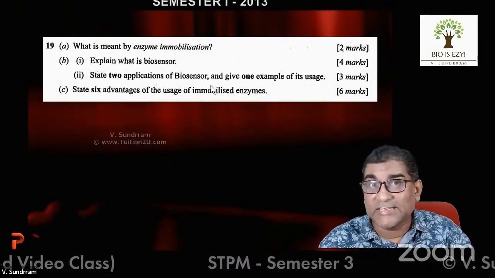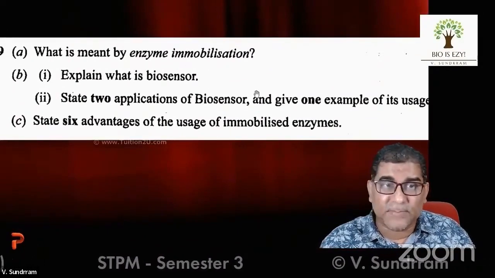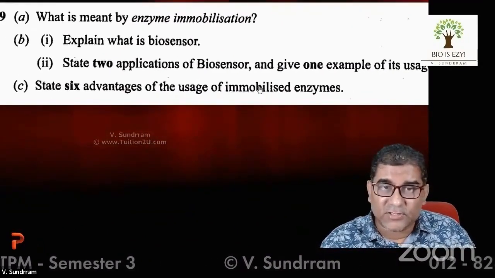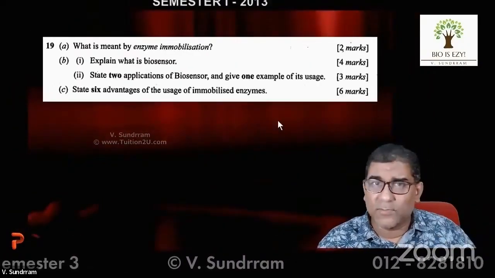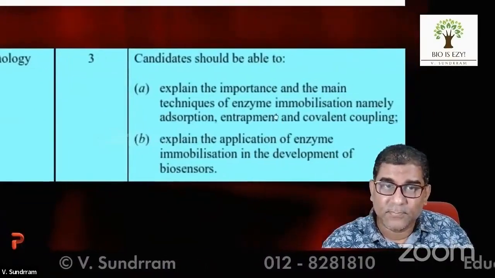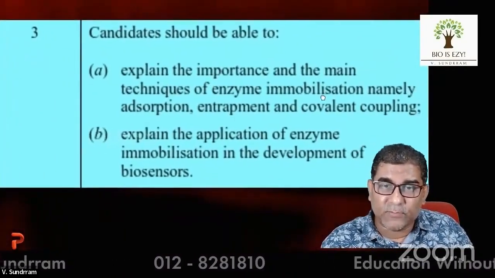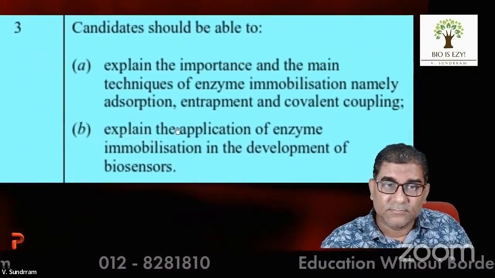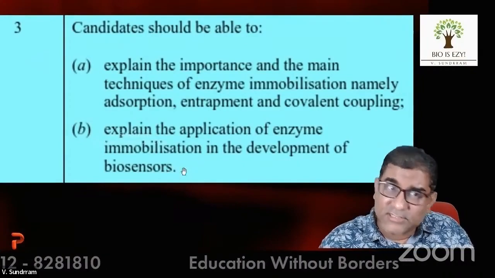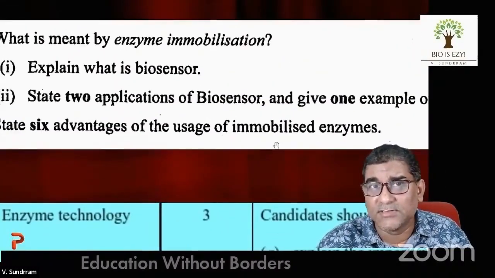That is question 18. This is question 19. Question 19 is about enzyme immobilization, biosensor, and they ask for 2 examples. Advantage of immobilized enzyme is immobilization. This is the syllabus. Importance, main techniques of enzyme immobilization. Explain the application of enzyme immobilization in the development of biosensor. Syllabus mention biosensor. Exam question is biosensor.